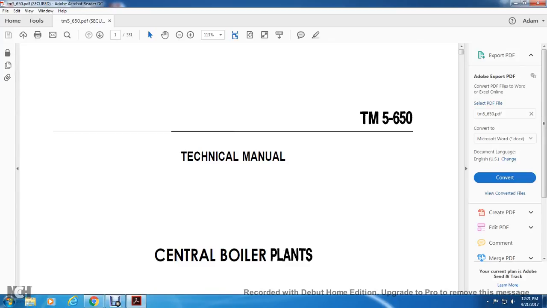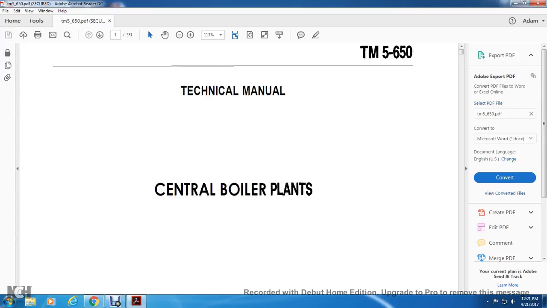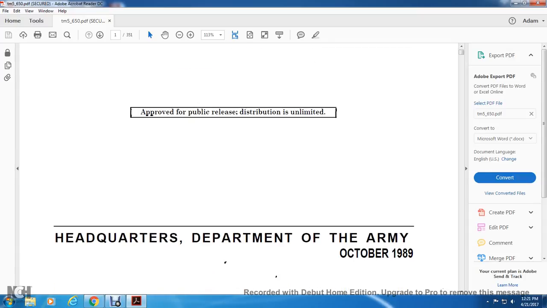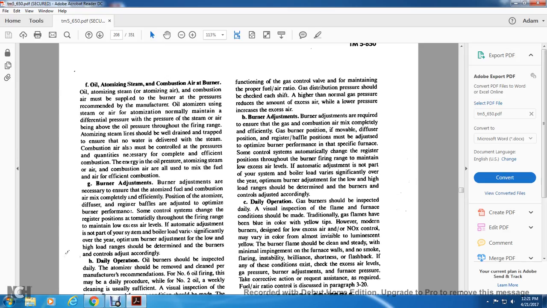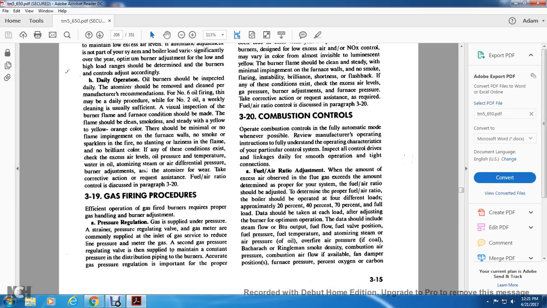Alright, hi, Technical Manual 650. Technical Manual Central Boiler Plants, approved for public release, distribution unlimited, Headquarters Department of the Army, October 1989. We're on paragraph 320 of chapter 3, Operation. 320, Combustion Controls.